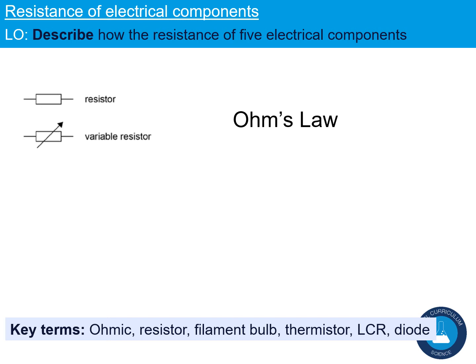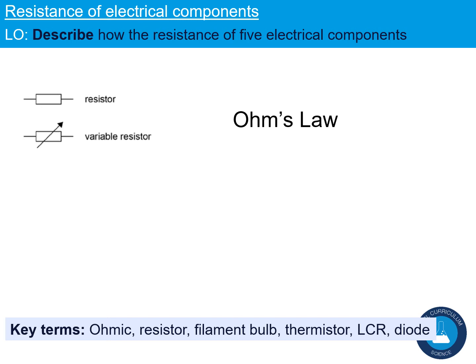Ohm's law states that the current through a component is directly proportional to the potential difference across it, providing the physical conditions are constant. I'm going to repeat that one more time. Ohm's law states that the current through a component is directly proportional to the potential difference across it, providing the physical conditions are constant. And when we say physical conditions, we mean, for example, that the temperature has to stay the same.